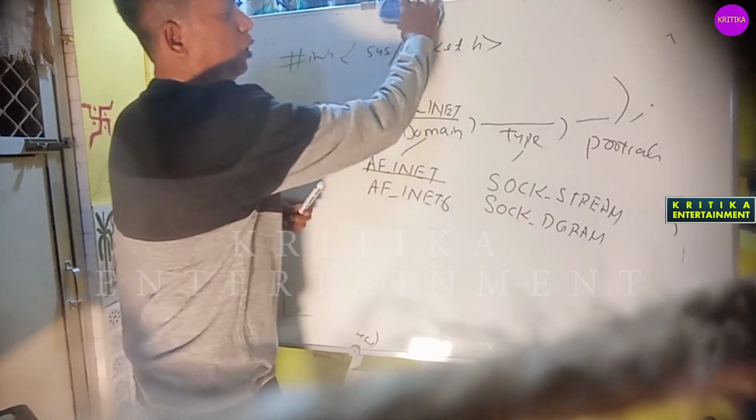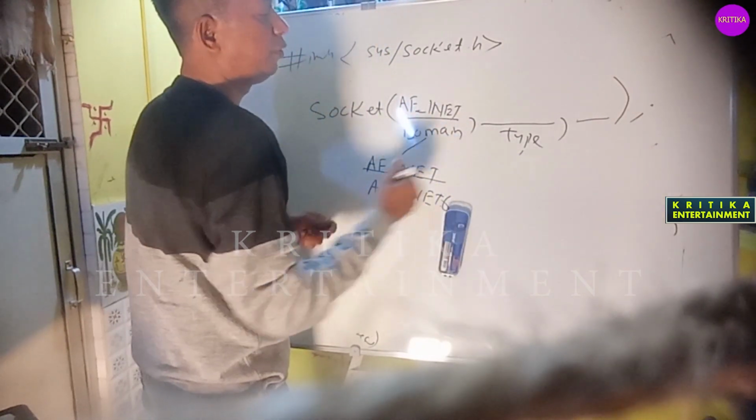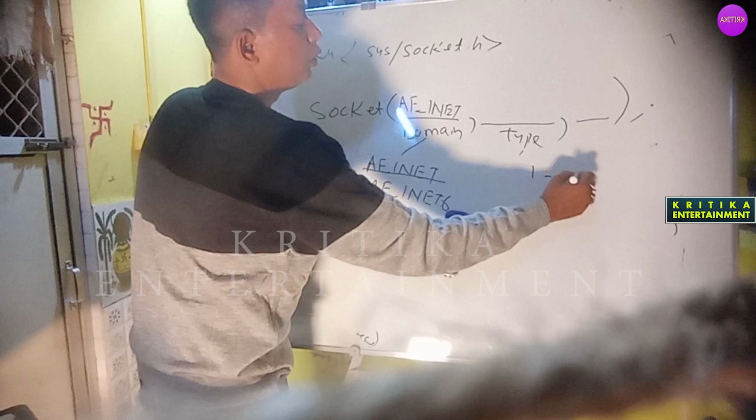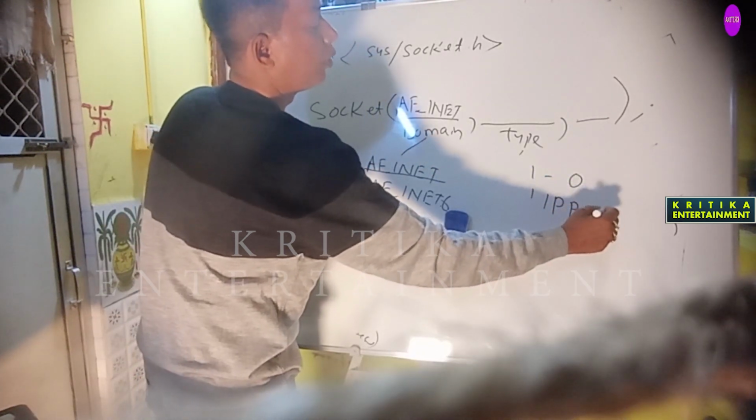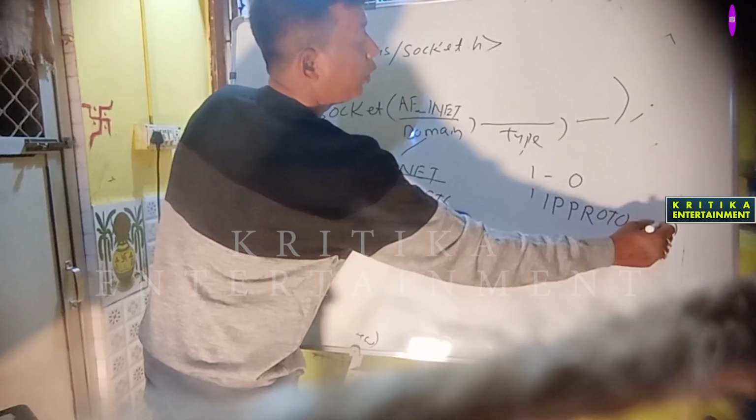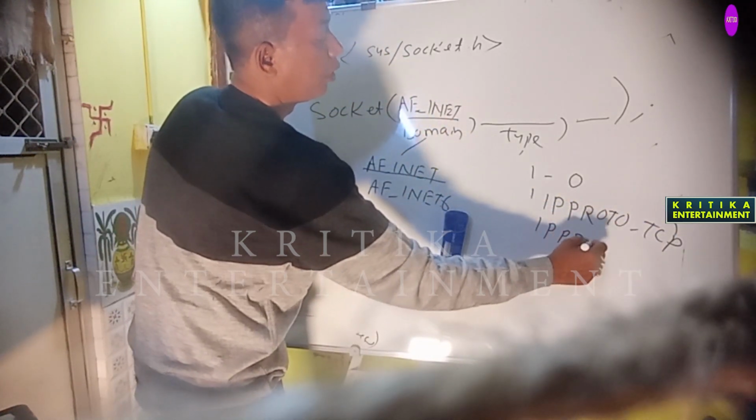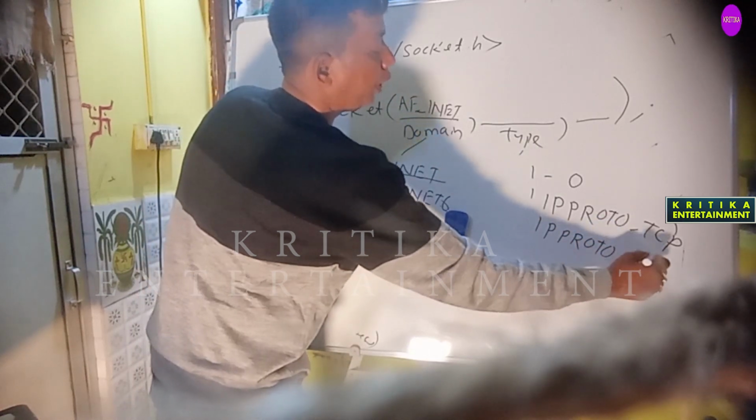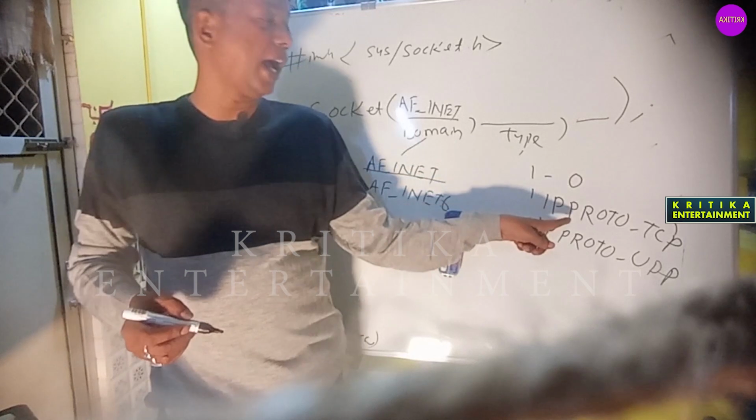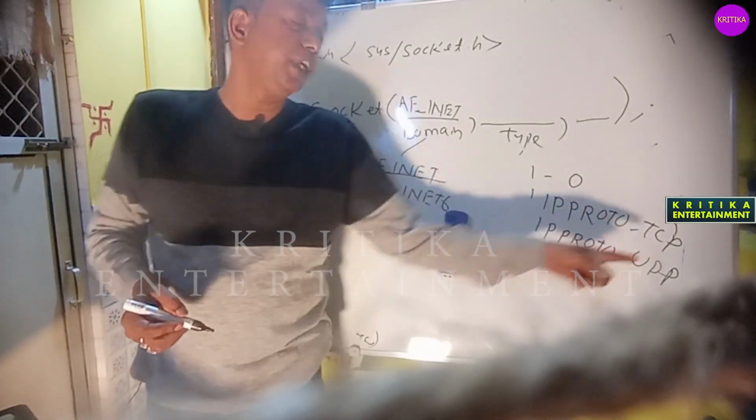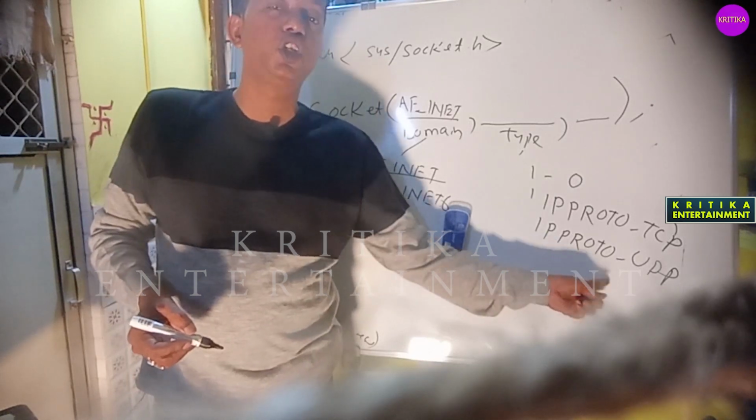Then what are the 3 values? Suppose you can either mention 0, or IP proto underscore TCP, or IP proto underscore UDP. If you are doing the TCP program, then write IP proto underscore TCP. If you are doing a UDP program, you write IP proto underscore UDP.